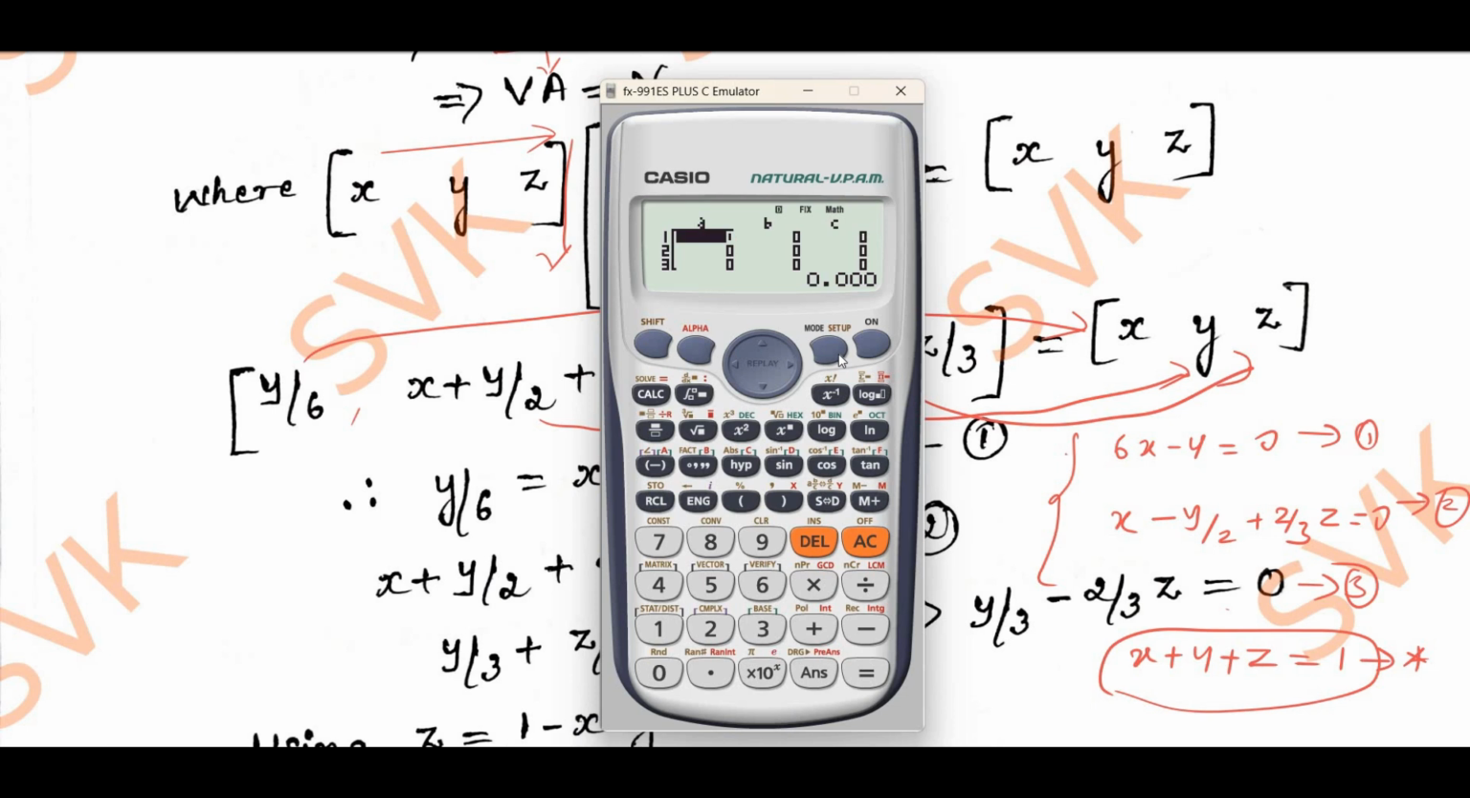So in that I will type the coefficients of x, y, z and the constant term. The coefficient of x from the first equation is 6, minus 1 is the y coefficient, and z is not there, 0, and the constant is also 0. Going with the second equation, 1, minus 1 by 2, 2 by 3, and 0 constant. Going with the last equation, that is equation star, 1, 1, 1, equal to 1. So now calculating this, we are going to get the roots as 1 by 10.